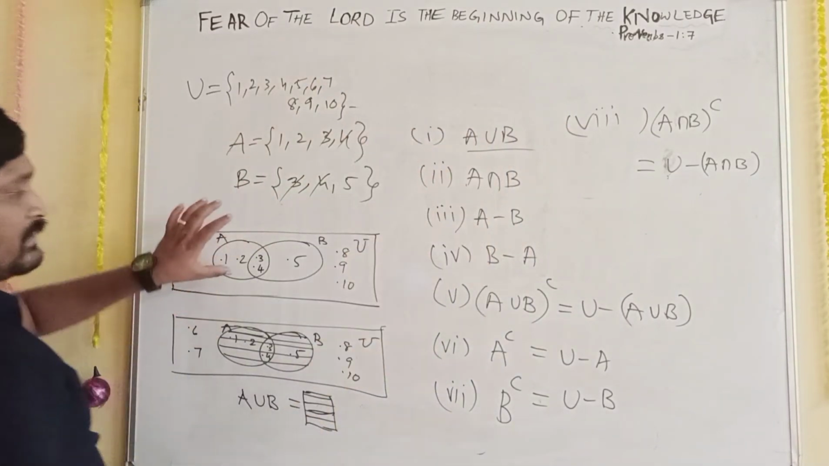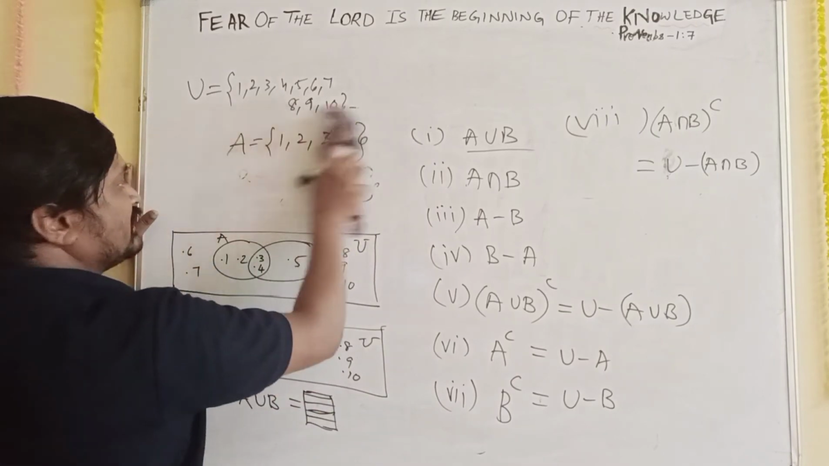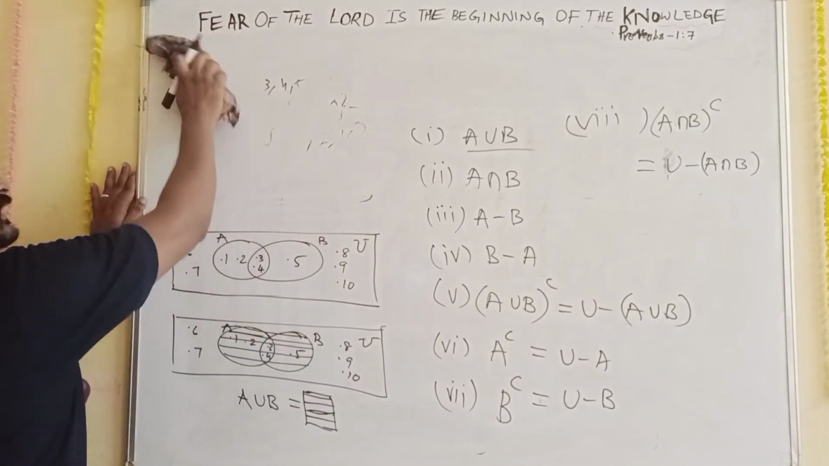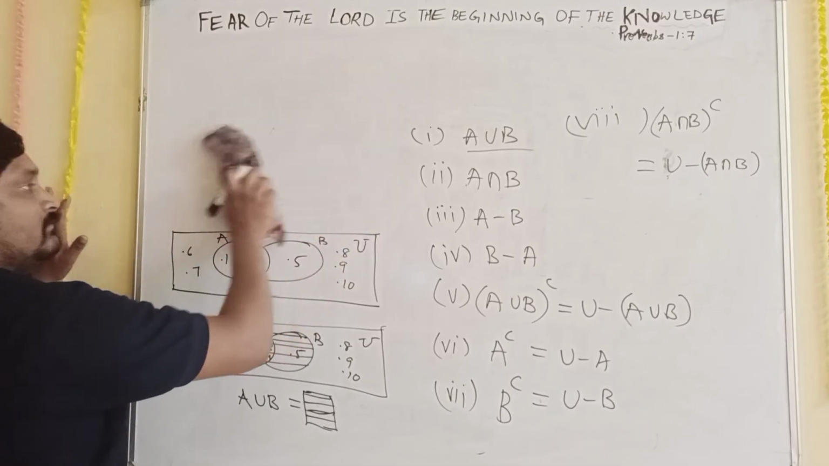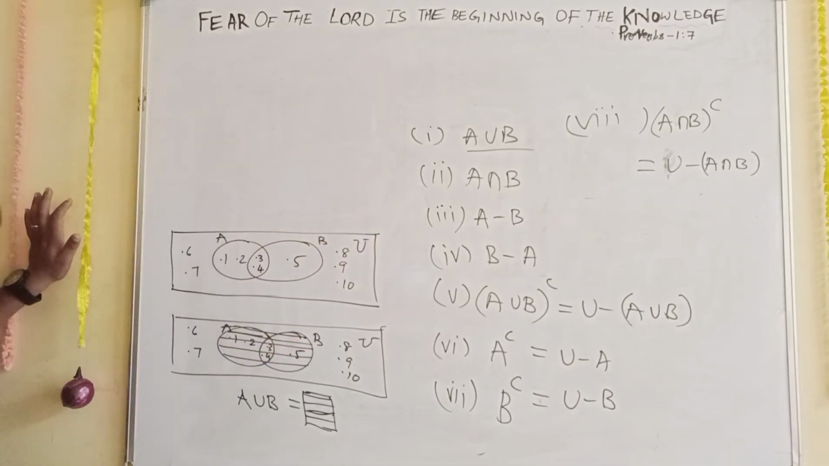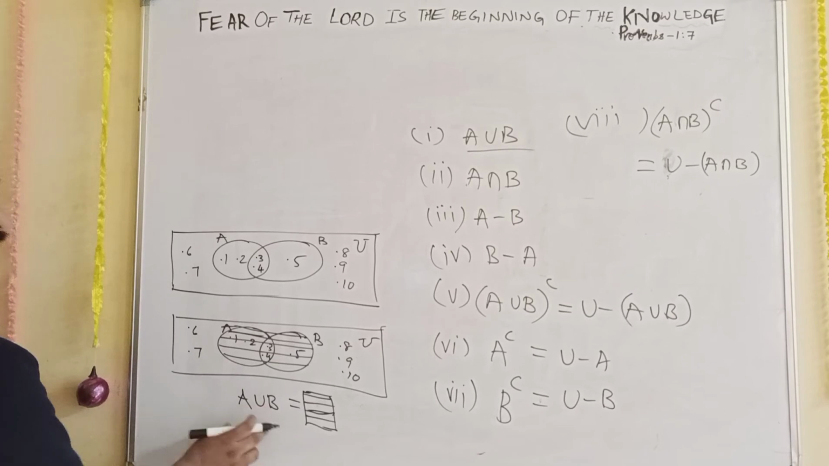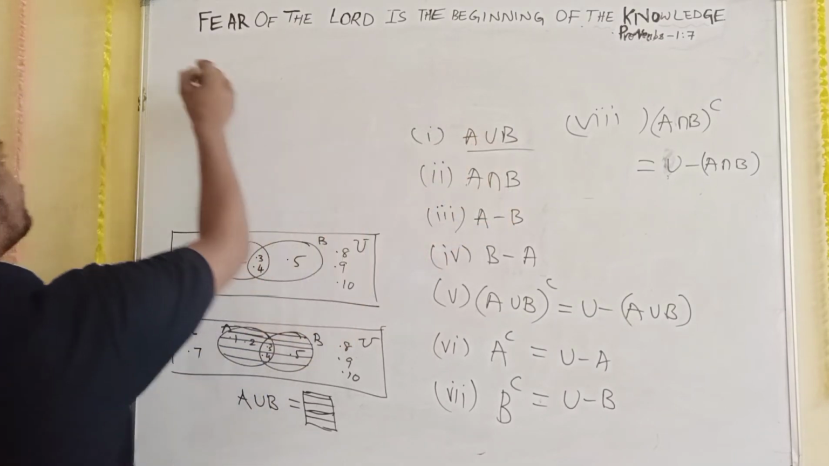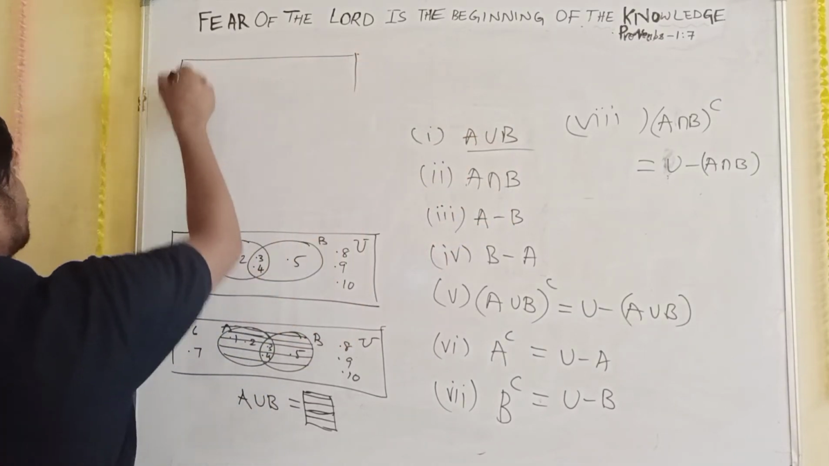Anyhow, I represented everything in this place, so no need for this part. So here I am going to draw it. So A intersection A union B is completed. Now I will go for A intersection B. So let me draw the diagram.